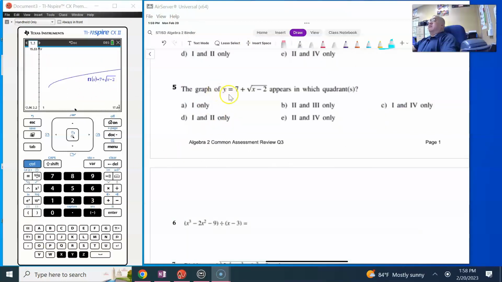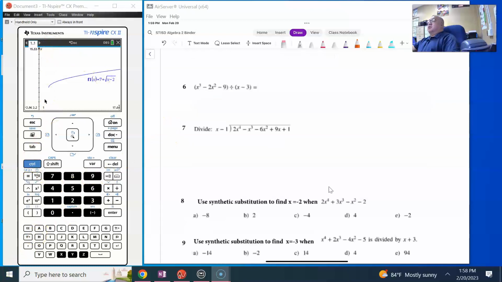The graph of y equals 7 plus the square root of x minus 2 appears in which quadrant? 1. So it's 1.